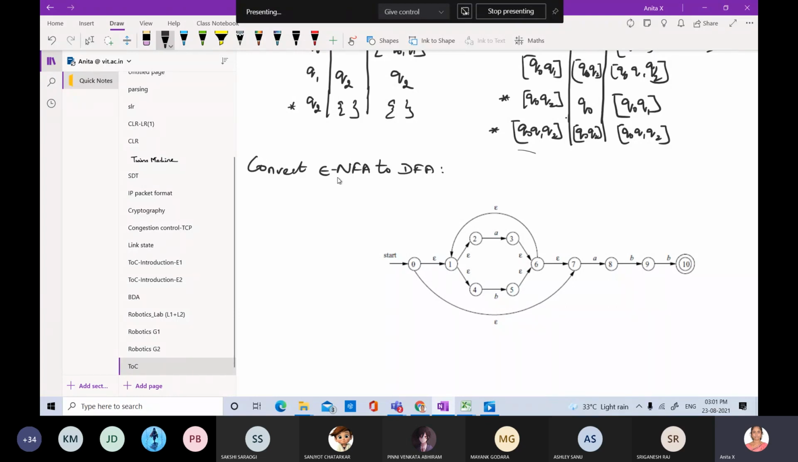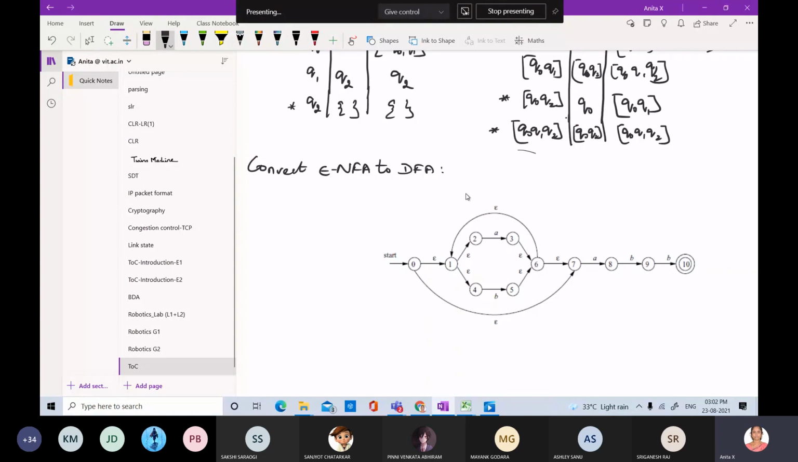So please make a note. If you know that rule, then you can very well solve this, right? It is just a straightforward mechanism, no logic is required. Just following the rule will enable you to convert this epsilon NFA to a DFA.